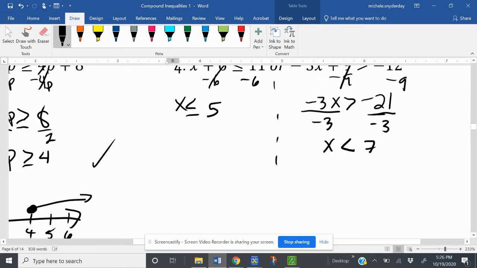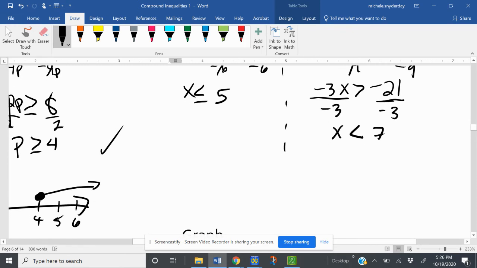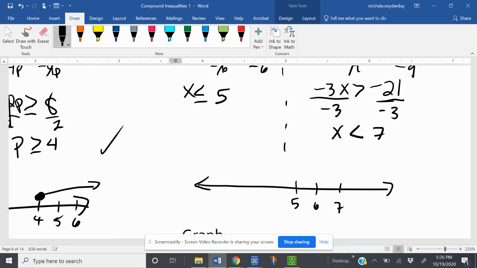So we're ready to graph. The most important numbers are 5 and 7. They're pretty close together. So we've got 5, 6, and 7. X is less than or equal to 5. So less than or equal to means a solid dot. Less than means it's going over here towards 0. That's getting smaller. X is less than 7 is open dot, but it's going towards the same direction.